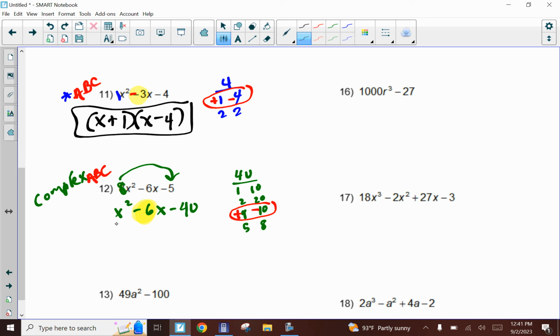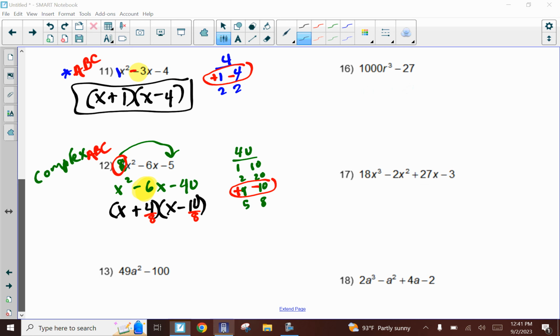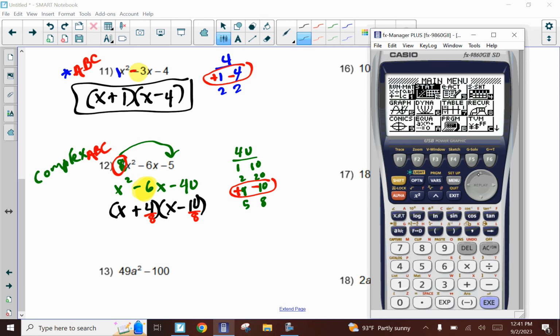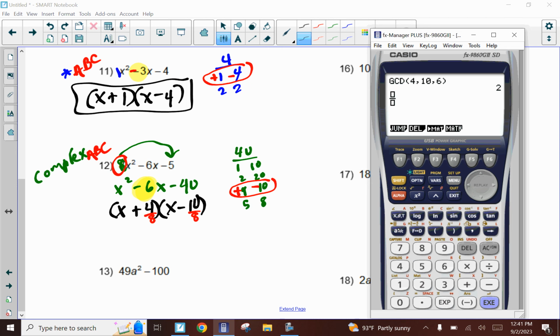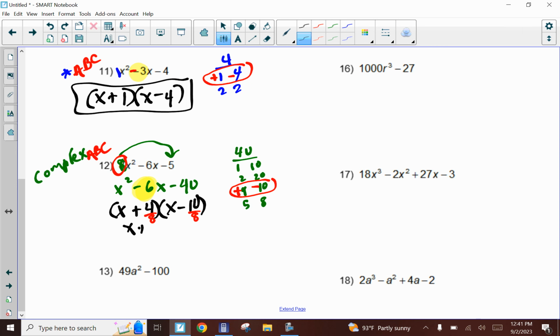So when we have this complex ABC, you have to remember your final step. It's not going to be x plus 4 and x minus 10. What we're going to have to do is take that 8 that was absorbed into that 40, and we're going to have to take it out. So I'm going to take this 8 out by dividing it and dividing that. I want to try to simplify that. So if I go into my calculator, I can go into the regular calculator mode. And I can use the ABC button. And I'm going to type in 4 on top and 8 on the bottom. So that gives me x plus 1/2.